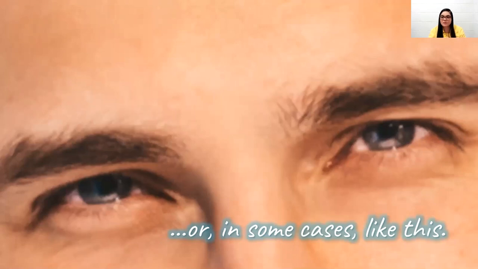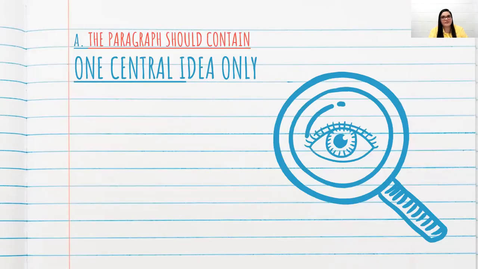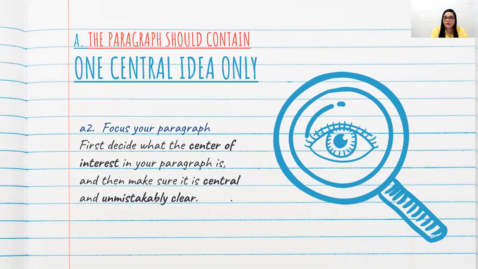Well, it is important to remember, once again, the paragraph should contain one central idea only. Focus your paragraph. First, decide what the center of interest in your paragraph is, and then make sure it is central and unmistakably clear. There shouldn't be two ideas to be explained. There should be one central idea. That's why one of the recommendations for topic sentences is to create a simple sentence instead of a compound sentence. However, a compound sentence can still work, but you have to be careful not to discuss two things, but one.